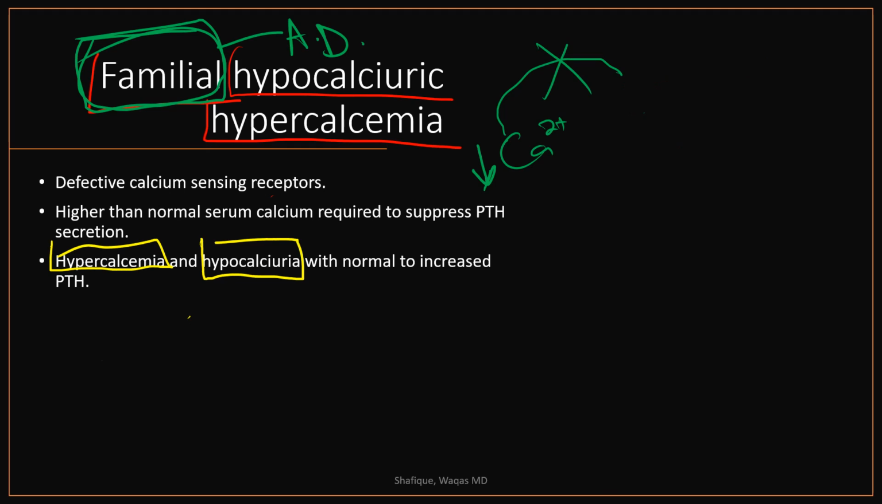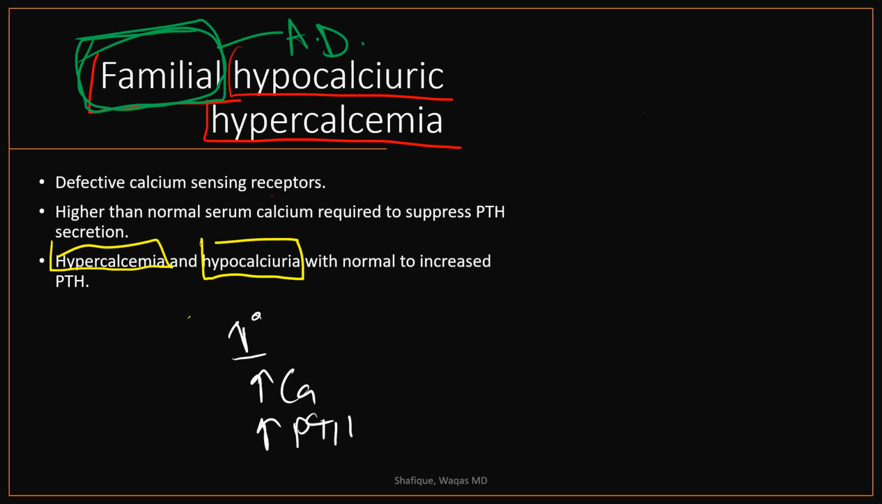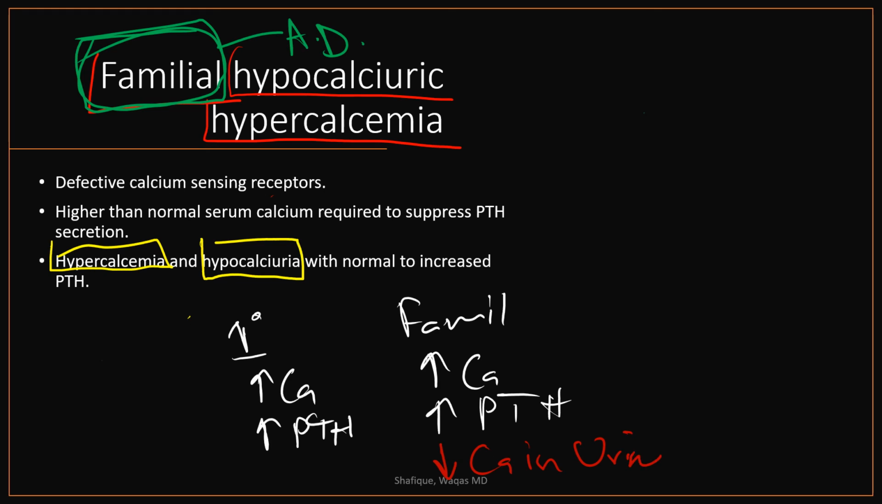Okay, so how do you differentiate this from primary? Because in primary, you'll have increased calcium, increased PTH, and in familial, you also have increased calcium, increased PTH. Well, you're going to do a urine test, and the urine test is going to show low calcium in urine in the familial type, and it's going to show high calcium in primary hyperparathyroidism.